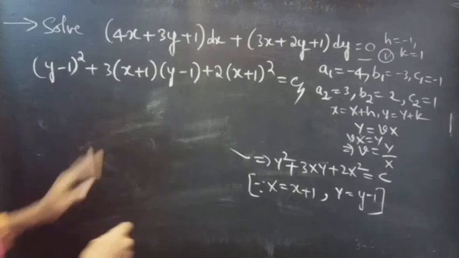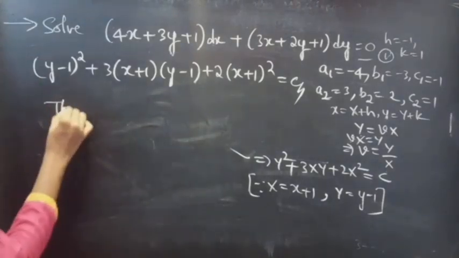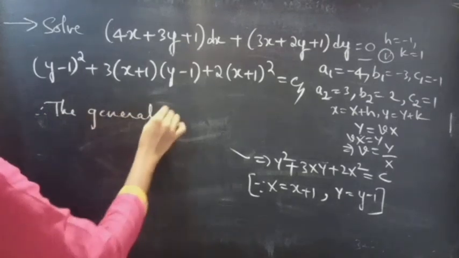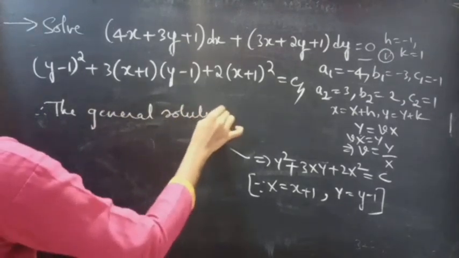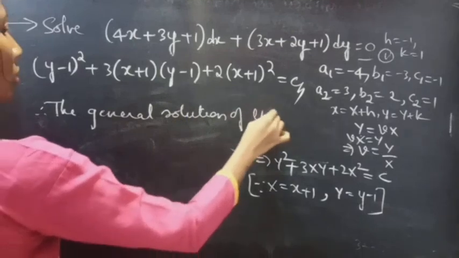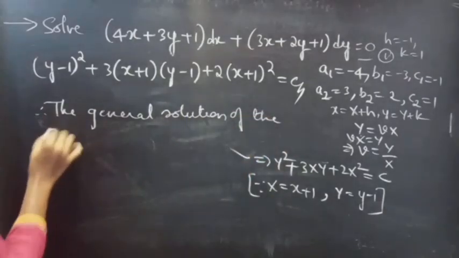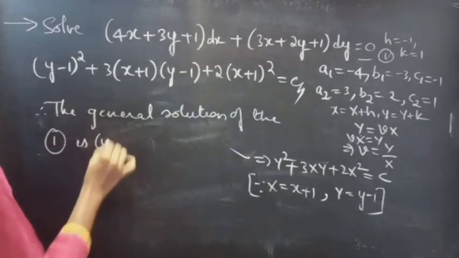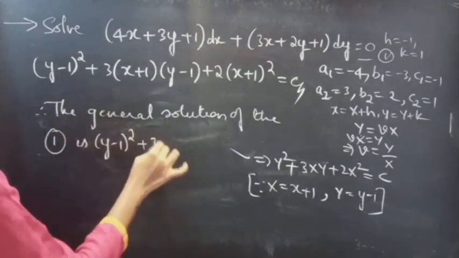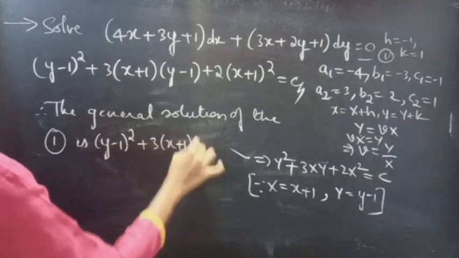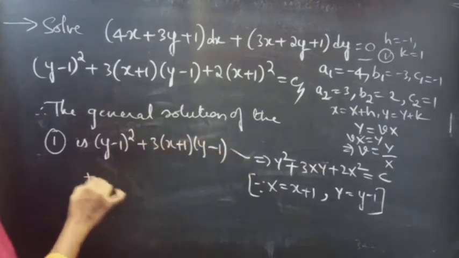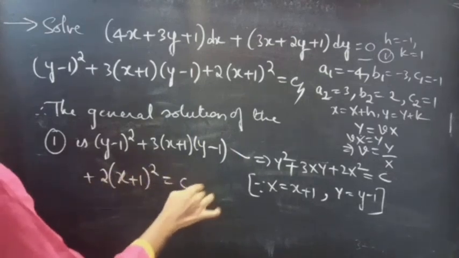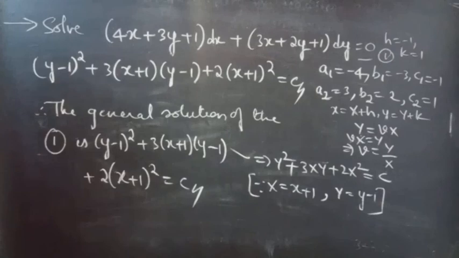Which completes the problem. Therefore, the general solution or the required solution of the given equation, or equation 1, as we have named the given equation, is (y minus 1) whole square plus 3 times (x plus 1) into (y minus 1) plus 2 times (x plus 1) whole square equals to c. Okay, this completes the problem.